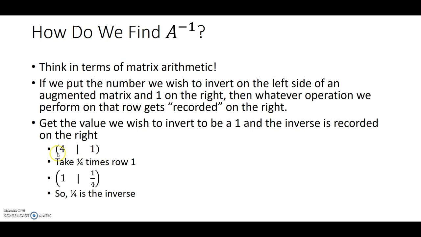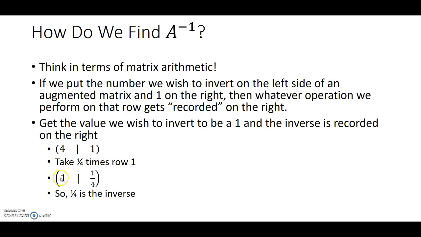But let's think about it this way. If I put the number I want to invert on the left and then the identity on the right, and now I do any row operation on just that one row, for example, in this case, to make the value 4 into a 1, I find the factor that cancels it out. I know that I have to take 1/4 times that row, and I do that.